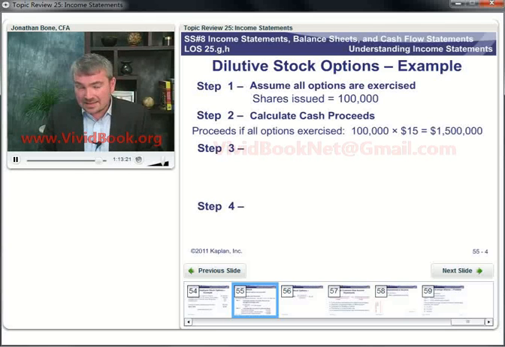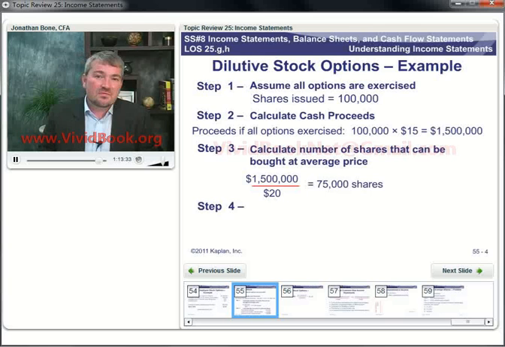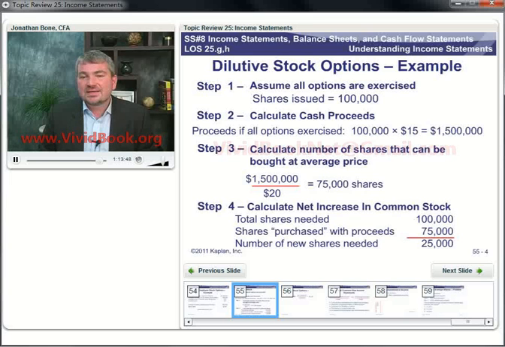The next step, and it's completely hypothetical, we're going to take that $1.5 million and use it to buy back shares at the average price of $20 in the year and look at how many shares we could buy back. So 1.5 million divided by 20 gives us 75,000 shares. We could buy back 75,000 shares at full price using our proceeds. So finally, the dilutive element is 100,000 shares issued, 75,000 essentially could be bought back at full price, and as a result, the dilutive element is 25,000.